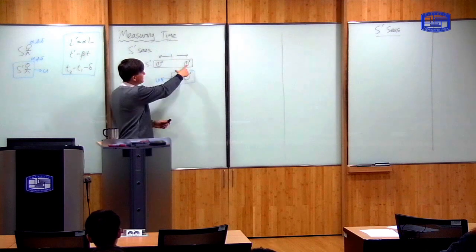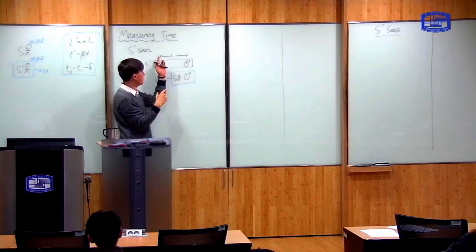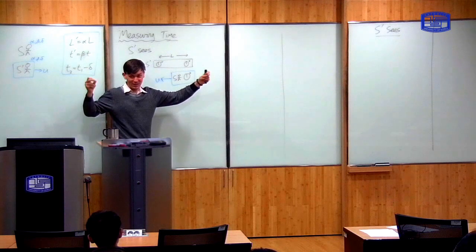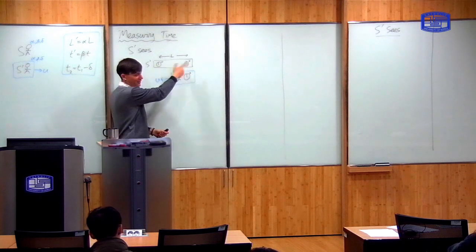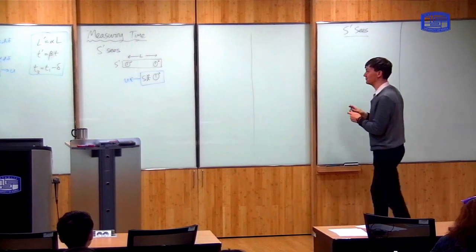So you can already see this is going to have an effect of relative simultaneity, right? The S prime observer thinks that these two clocks are synchronized, therefore the S observer will think that they are not. Right, let's see what it looks like then.